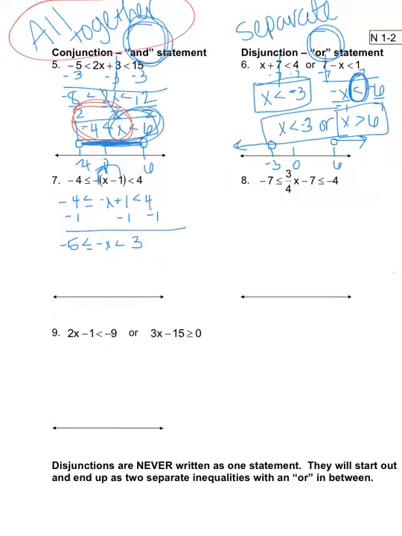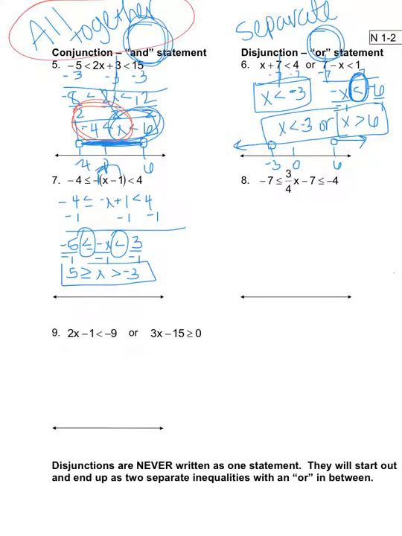Then we have a negative in front of the x, so we're going to have to divide everything by -1, which means we're going to have to flip both inequality signs. So that will become +5 is greater than or equal to x is greater than -3. Okay, so there's our solution.